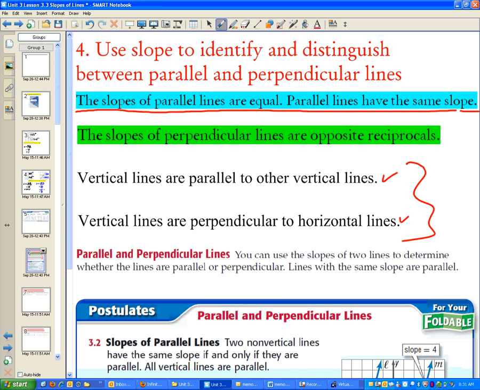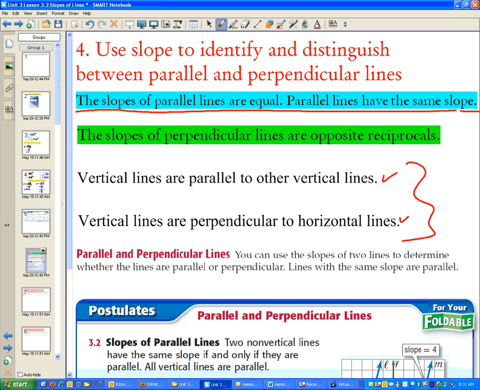If, however, one of the lines has a slope that's undefined, then we have to go here, right? If both slopes are undefined, then both lines are vertical. That means they're parallel to each other. If one slope is undefined and the other slope is 0, that means we have a vertical line and a horizontal line. They're perpendicular to each other. Make sense?